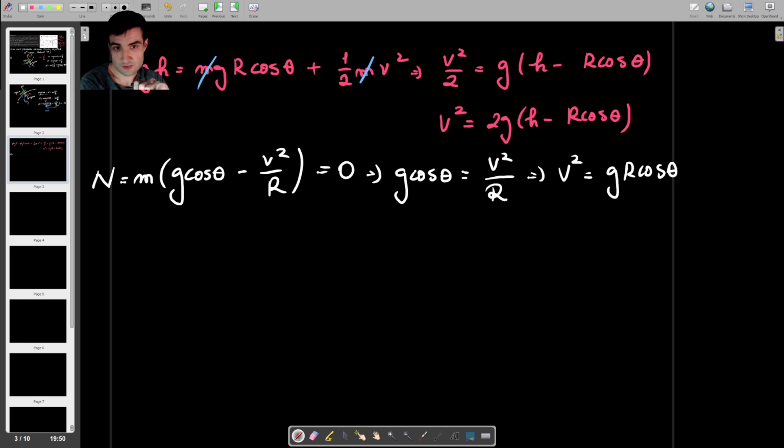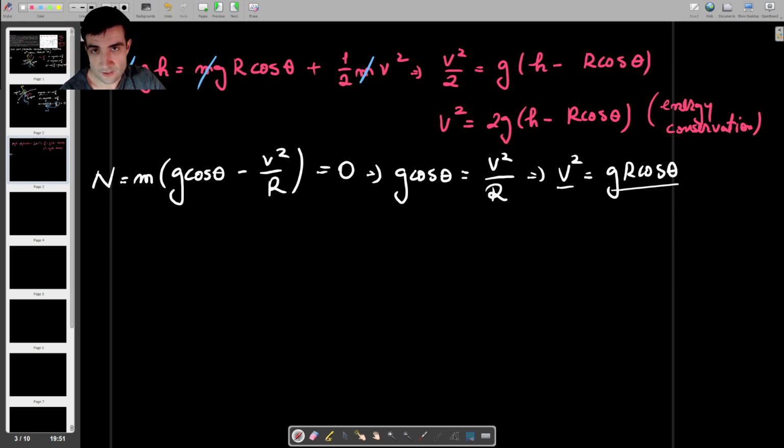Now we have two expressions for velocity. The one in red and pink comes from energy conservation, and it has nothing to do with the object leaving the surface or not. This is the velocity of the object at that different height. And this other one is the velocity of the object just when it leaves the surface. So we have two expressions of v squared, and we can make them equal to each other to create the scenario when the object is detaching.